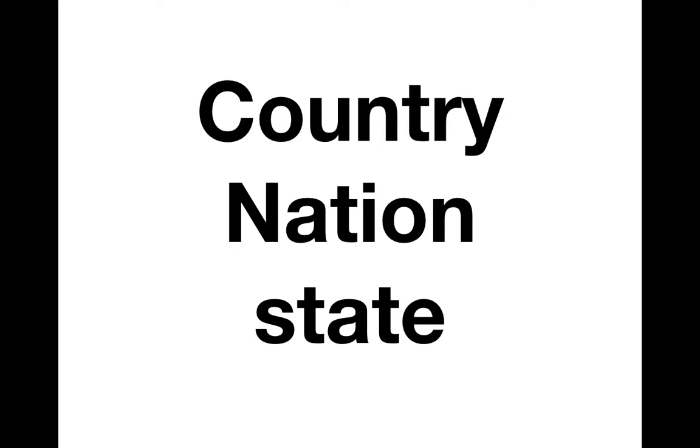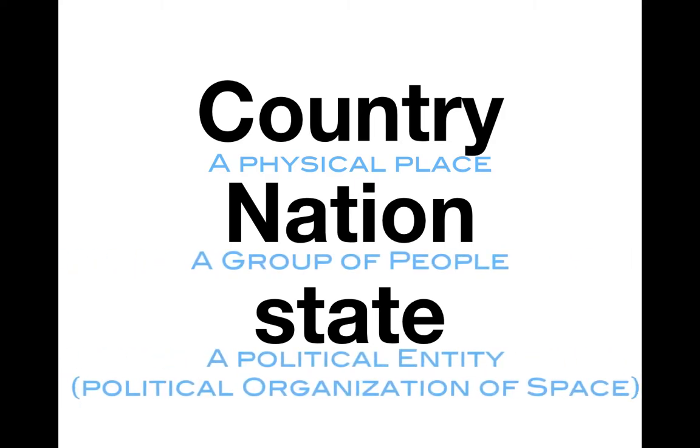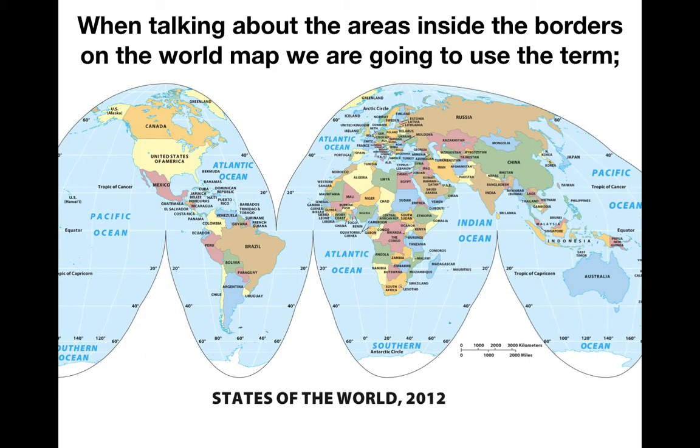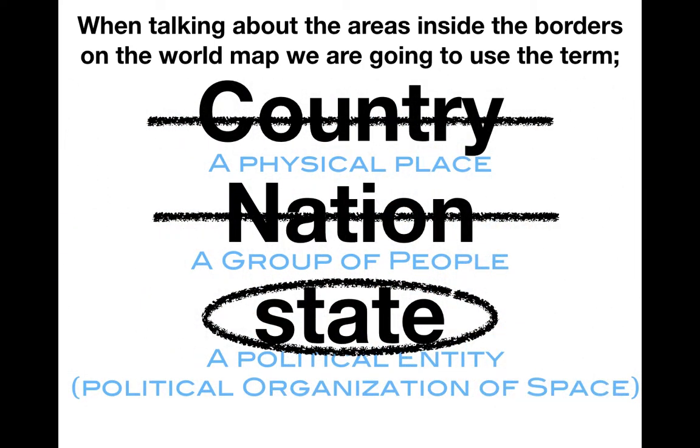We're also going to have to train ourselves to understand terms in a new way. When we think of the word country, we think of what we're going to be calling state. For this class, a country just means a physical place. A nation means a group of people, and a state is a political entity or a political organization of space. So what we used to call countries, we now call state. When we're talking about the areas inside the borders on the world map, we're going to use the term state, not country and not nation.